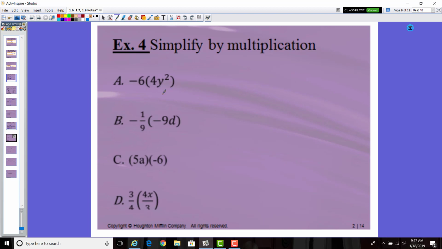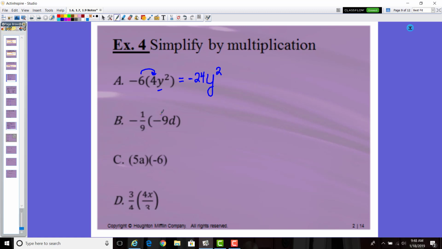So let's simplify these terms. -6 times 4y squared. Remember I said that it doesn't matter if they're unlike terms, you can still always multiply. Since this one has a y squared, y squared will just be in our answer, and you multiply the coefficients. -6 times 4 is -24y squared.